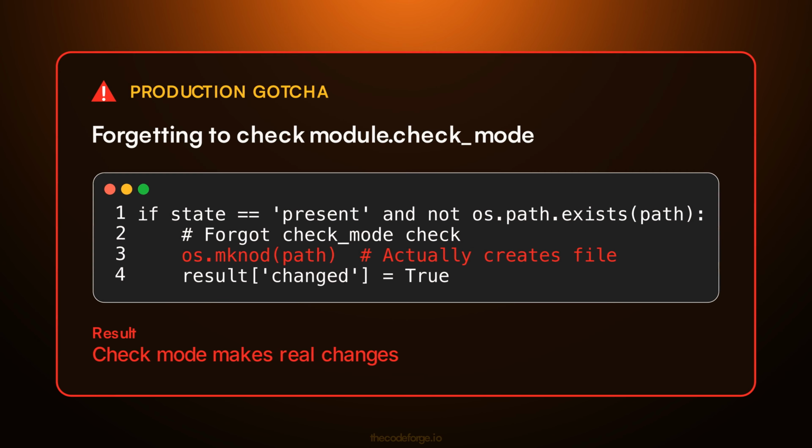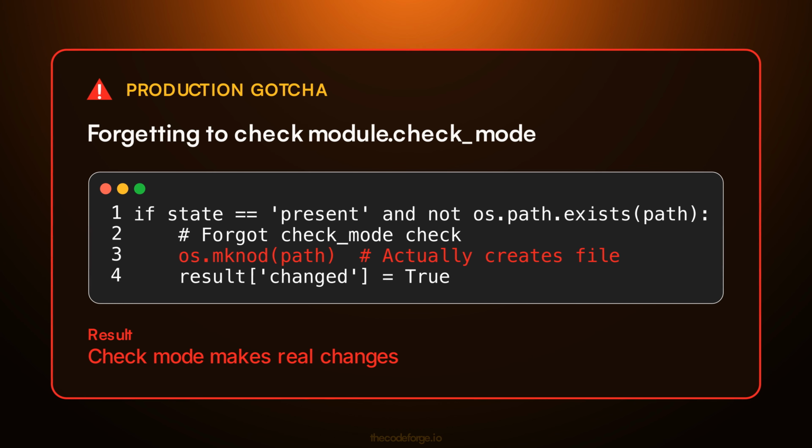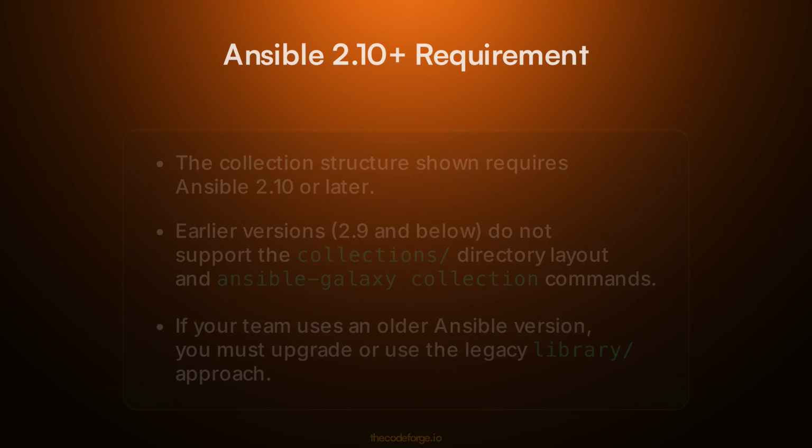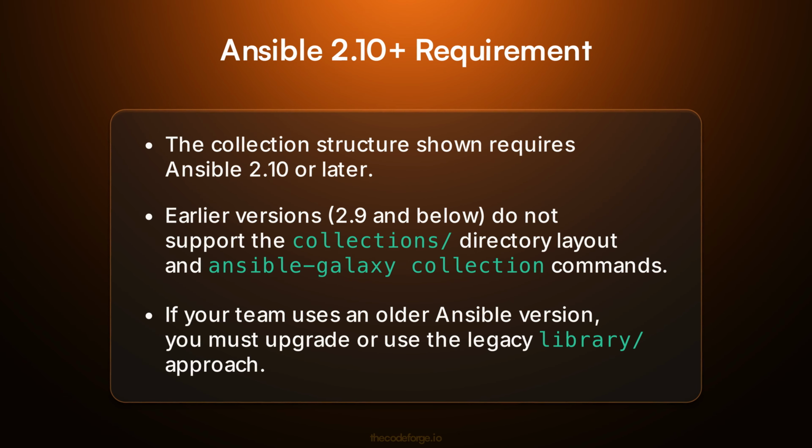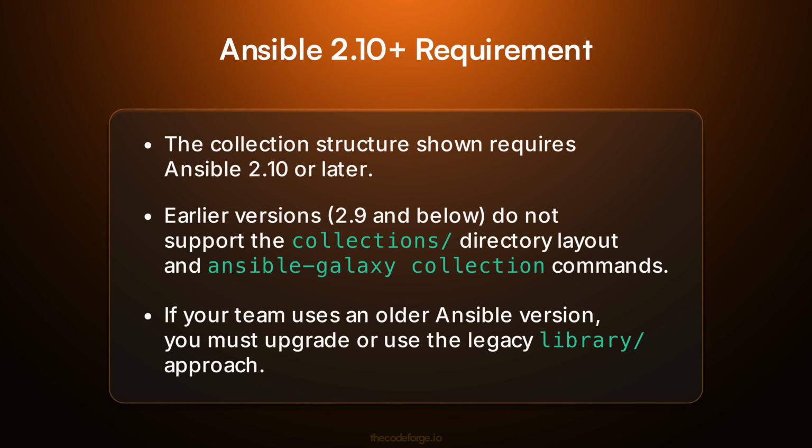If you forget to check module.check_mode, your module will make actual changes even when run with --check. Always guard your mutation code with if module.check_mode, and return early. The collection structure shown requires Ansible 2.10 or later. Earlier versions, 2.9 and below, do not support the collection's directory layout and ansible-galaxy collection commands. If your team uses an older Ansible version, you must upgrade or use the legacy library approach.